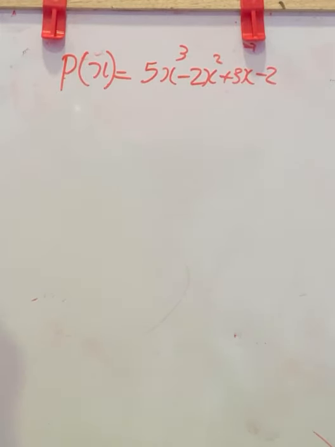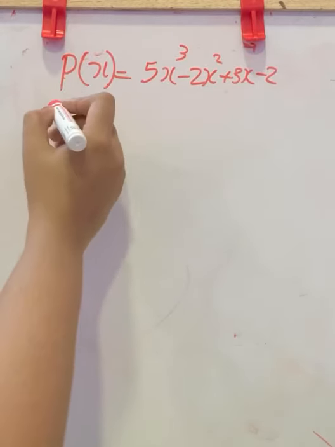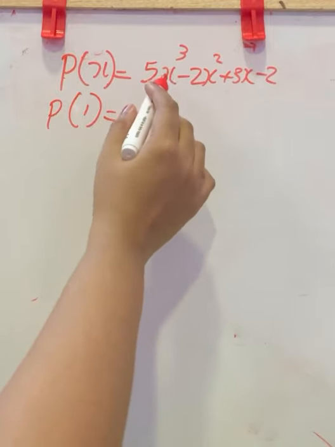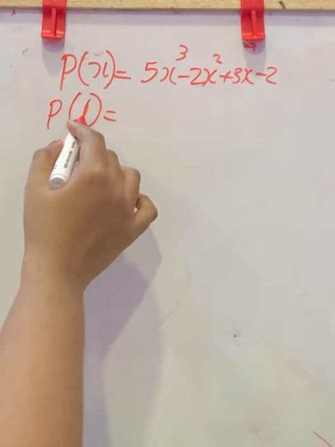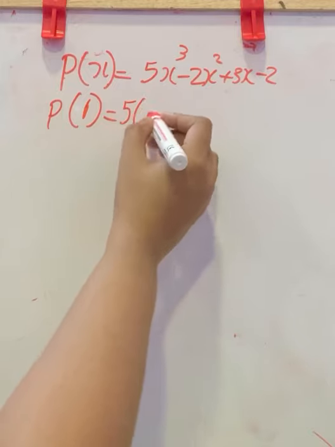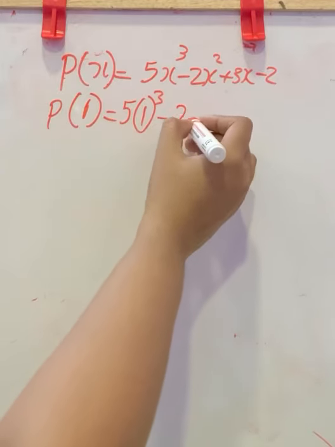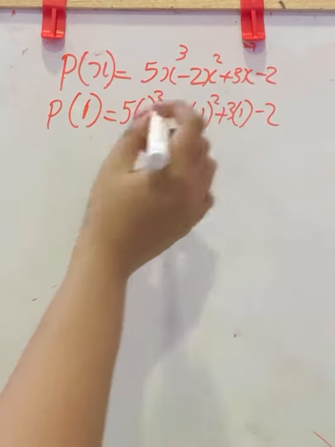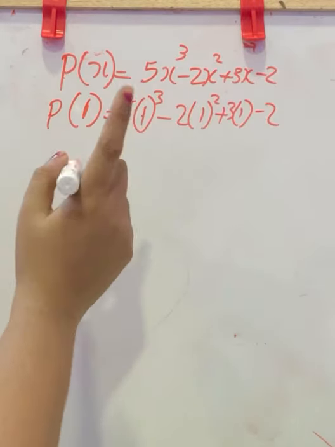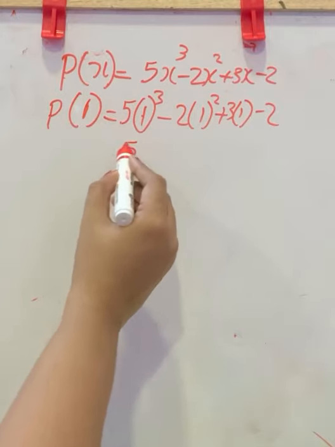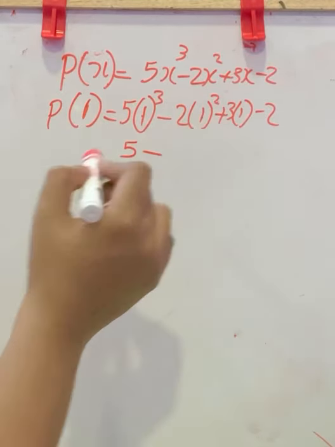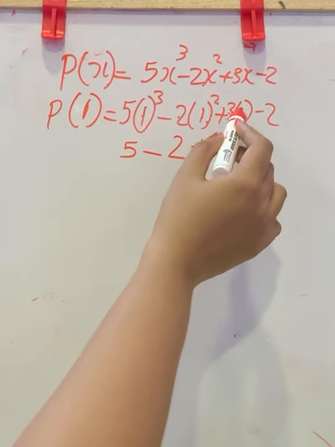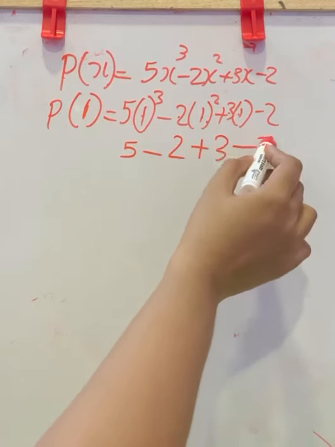Now, I am giving a value for x. We can find p of 1 here. I will substitute every x with 1. So this becomes 5 into 1 cube minus 2 into 1 square plus 3 into 1 minus 2. Here 1 cube is 1, so 5 into 1 is 5, minus 1 square is 1, 2 into 1 is 2, plus 3 into 1 is 3, minus 2.